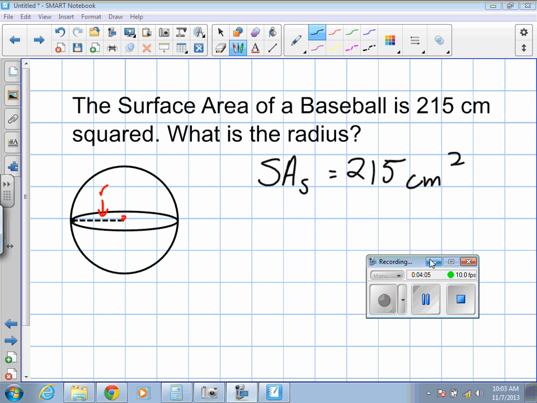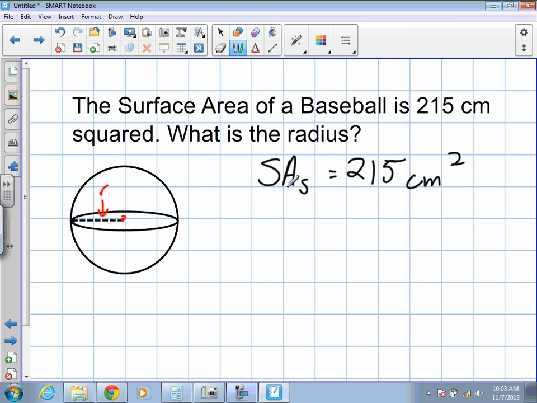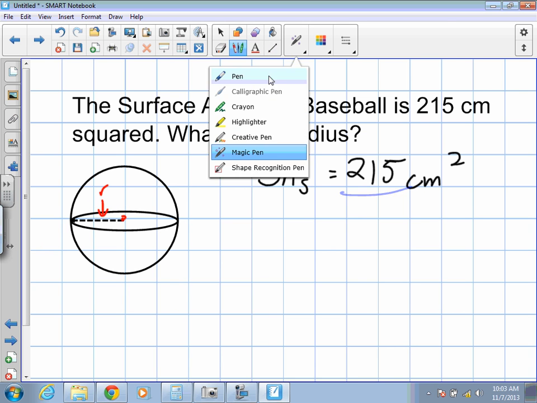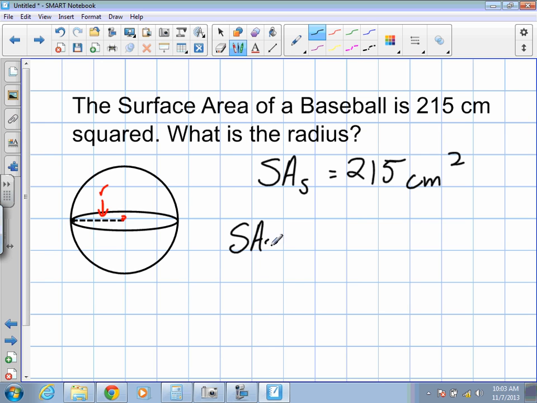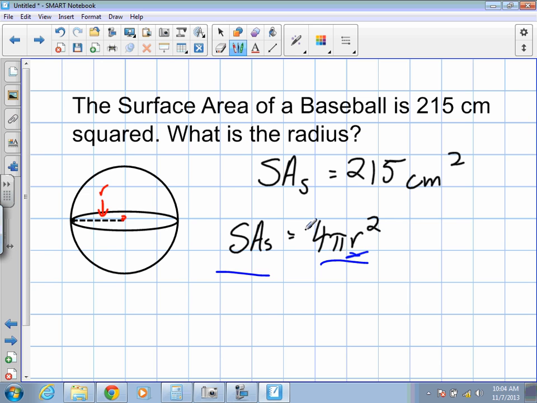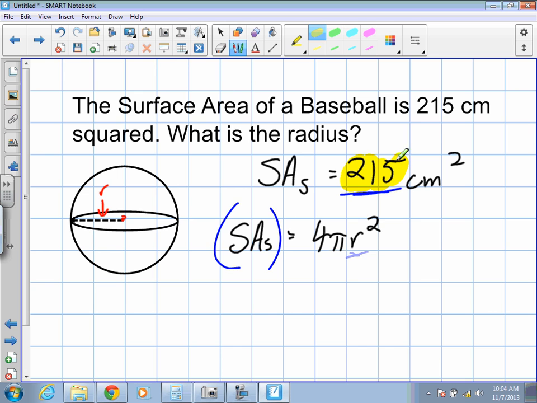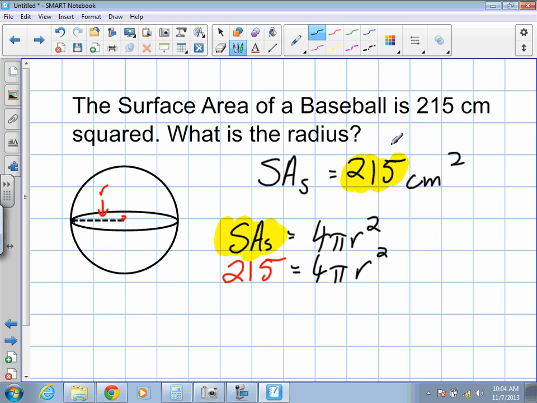Okay, let's say we have this. They've given us the surface area of some object. So this baseball's surface area is 215 centimeters squared. We want to know the radius of this baseball. So what is the formula for surface area of a sphere, Char? Of this formula, what information do we have? The surface area. So we're going to plug in 215 for the surface area, which is equal to 4 pi r squared. And the goal in this question is to isolate for r.